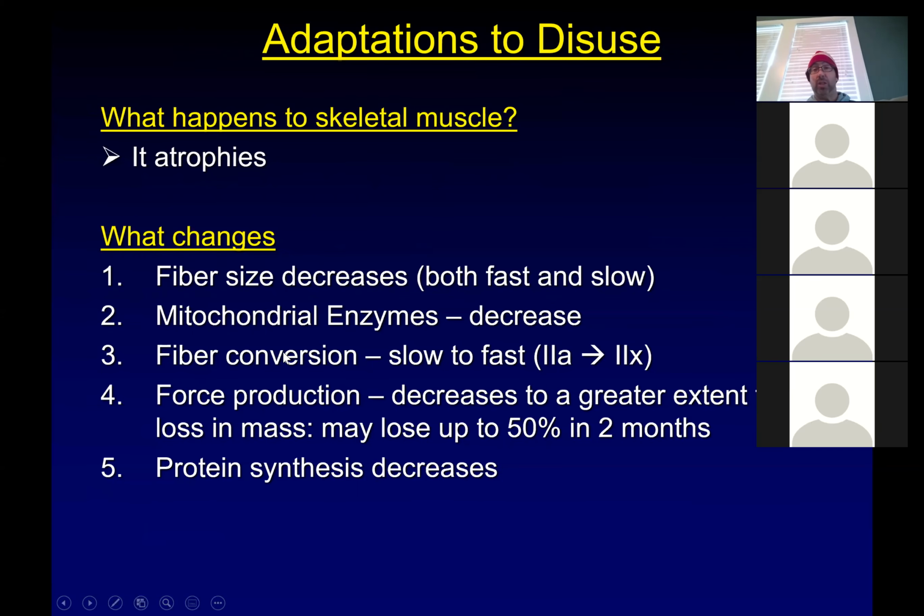Basically, everything that changes in a positive way in response to resistance training goes in the exact opposite direction when we have disuse. Fiber size decreases, mitochondrial number and enzymes go down, fiber types go from being 2A back to 2X. You get much, much weaker. And there are decreases in protein synthesis. And you would be amazed at how quickly we can lose muscle and muscle can go away.